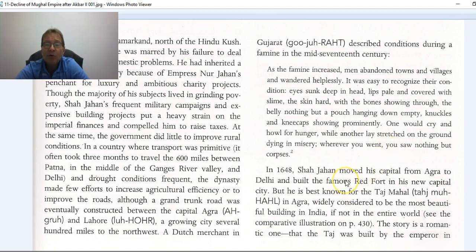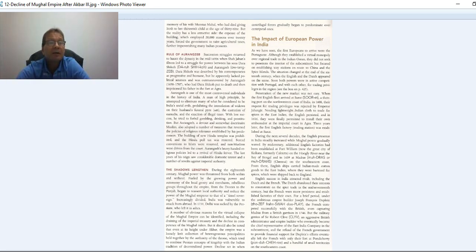And in 1648, Shah Jahan moves his capital from Agra to Delhi, and he built a fort to protect this new capital city. Shah Jahan is best known for the Taj Mahal, one of the wonders of the ancient world. And this is another reason for the decline of the Mughal Empire. The building of this area will bankrupt the country.